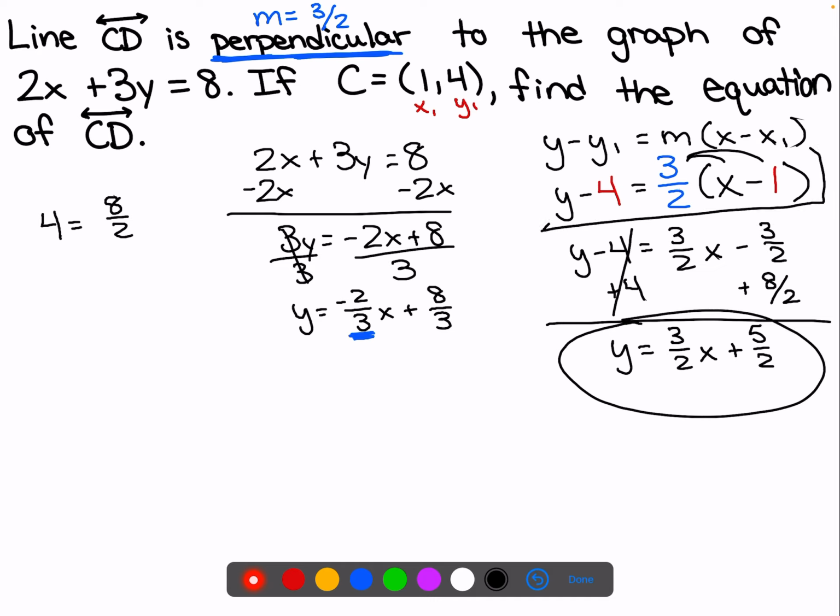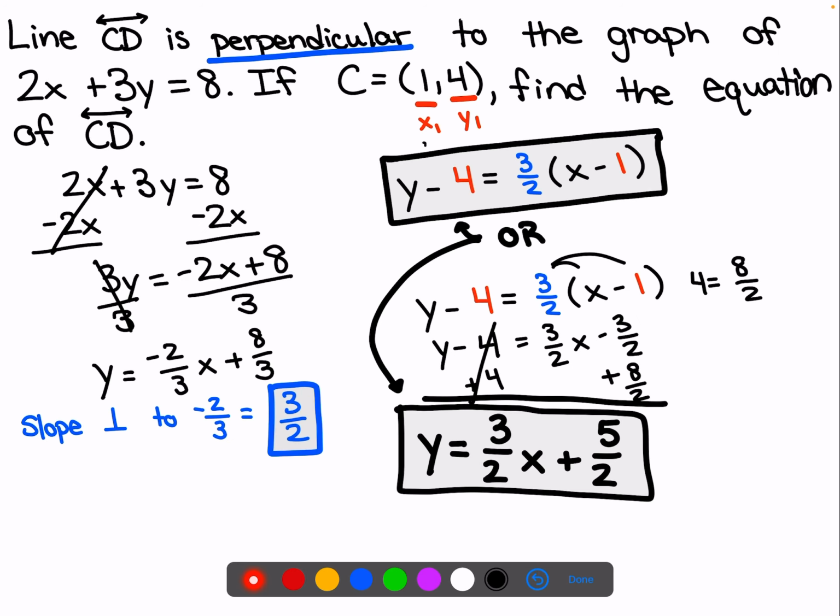So again, both of these equations, one in point-slope form and the other in slope-intercept form, are the acceptable equations that we can use for this problem. All right, we got one final problem to do, so let's try this out.